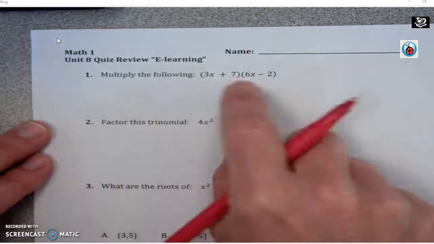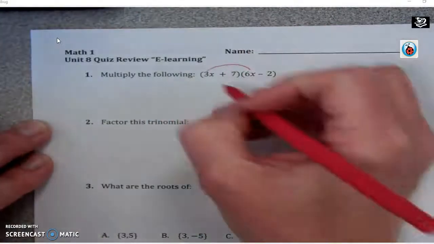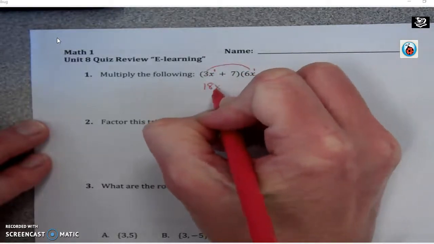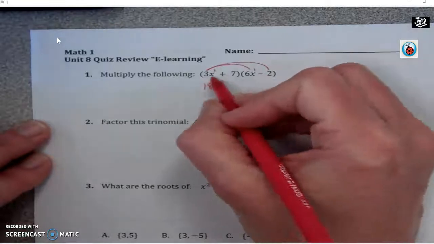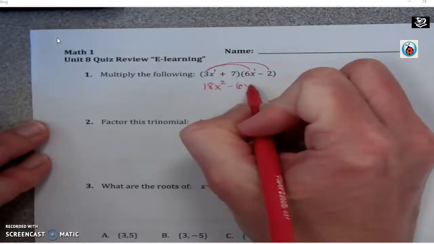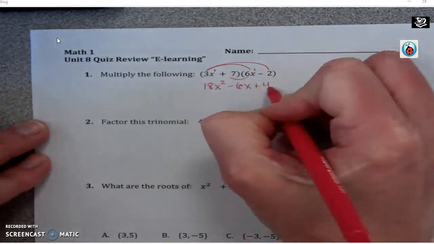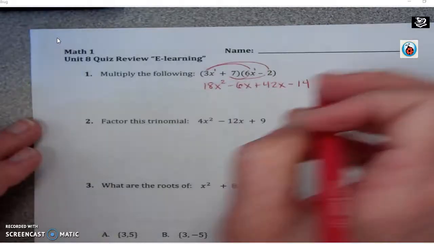Multiply the following. We have two binomials, so we're going to do the lobster claw. 3x times 6x, put ones right here. So 3 times 6 is 18, and it becomes x squared. 3x times negative 2, positive times a negative is a negative, so you get negative 6x. Then you do the bottom claw. 7 times 6 is 42x, and 7 times negative 2 is negative 14.